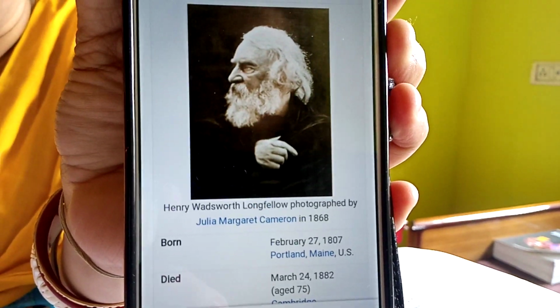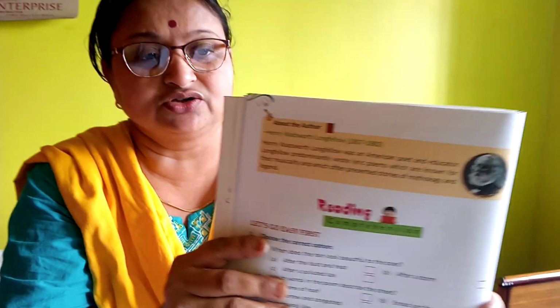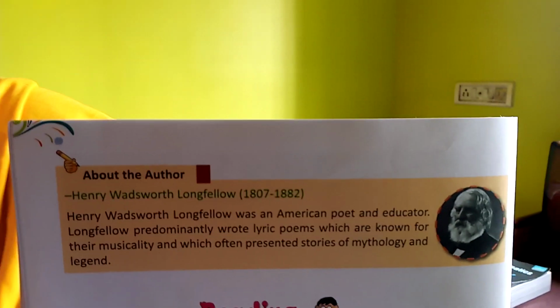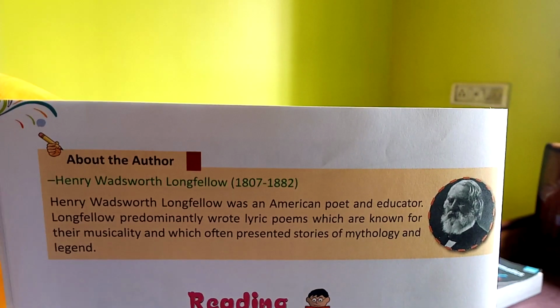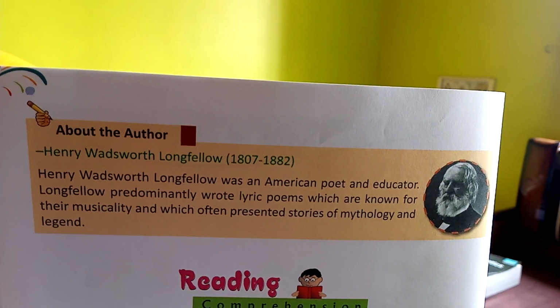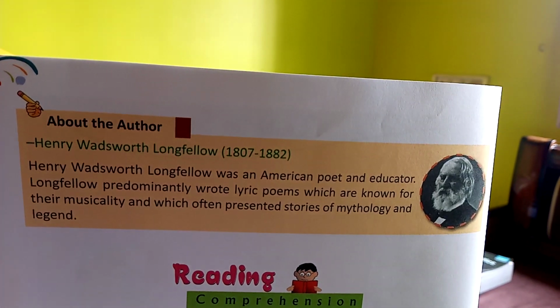He was an American poet and educator. He was born on 27th February. You can see, when you get the book, you can easily see all these things. Here a short note about the poet is also given. You can see the poet's picture also. He was an American poet and educator. He was born on 27 February 1807, in Portland, Maine, United States.